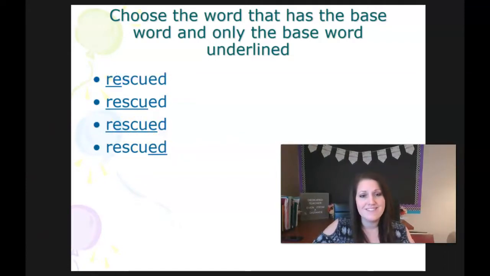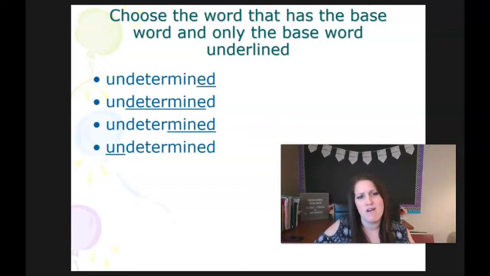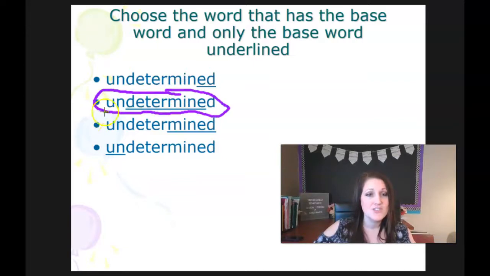So, I know I'm lying, but let's do one more. Just one. All right, try this one. Choose the word that has the base word and only the base word underlined. So no prefix, no suffix. You should have done "determine" right here. I need to determine which one is the right answer. So "un" was a prefix and "ed" would be the suffix. So we just have determine.